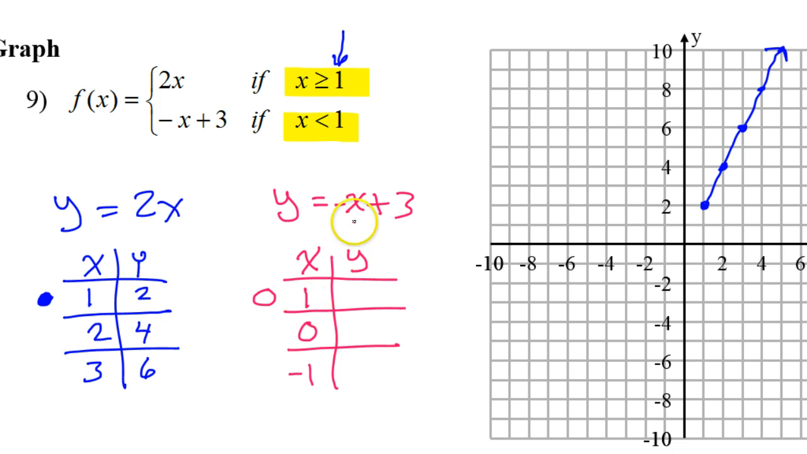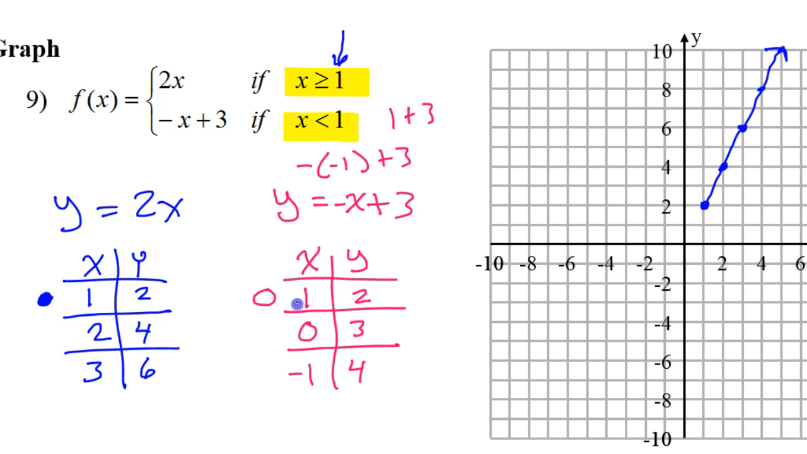Okay, so let's see. If x is 1, then that makes this negative 1 plus 3, which is 2. All right, what if x is 0? Then that makes this negative 0 plus 3, which is just 3. And what if x is negative 1? Then that makes this negative negative 1 plus 3. Well, that's just 1 plus 3, which is 4. So I've got these 3 points.